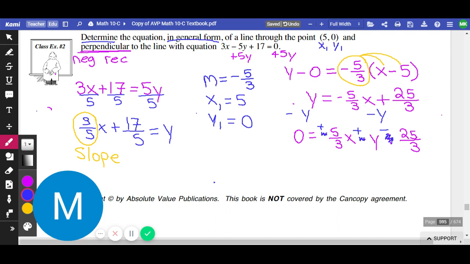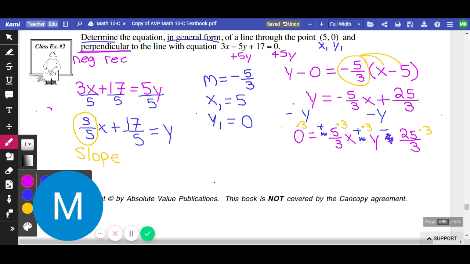Rule number 2, no fractions are allowed. In this case, we do have fractions. We have a couple divided by 3s. To get rid of divided by 3s, you times everything by 3. So times by 3, times by 3, times by 3. I'm going to go all the way across.